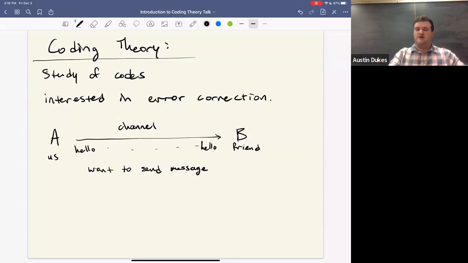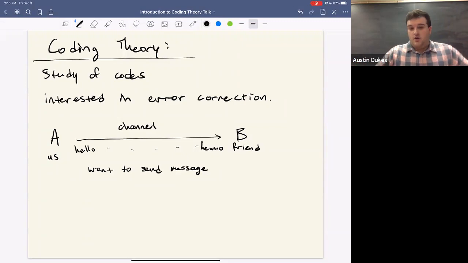You can imagine maybe this channel is a phone call. But in phone calls, there's noise of some sort. So maybe the signal is fading, or there's a lot of background noise or something like that. And so it's possible that what was intended to be delivered was not actually interpreted properly by the friend. So maybe we say hello, but they hear something different. Unfortunate.